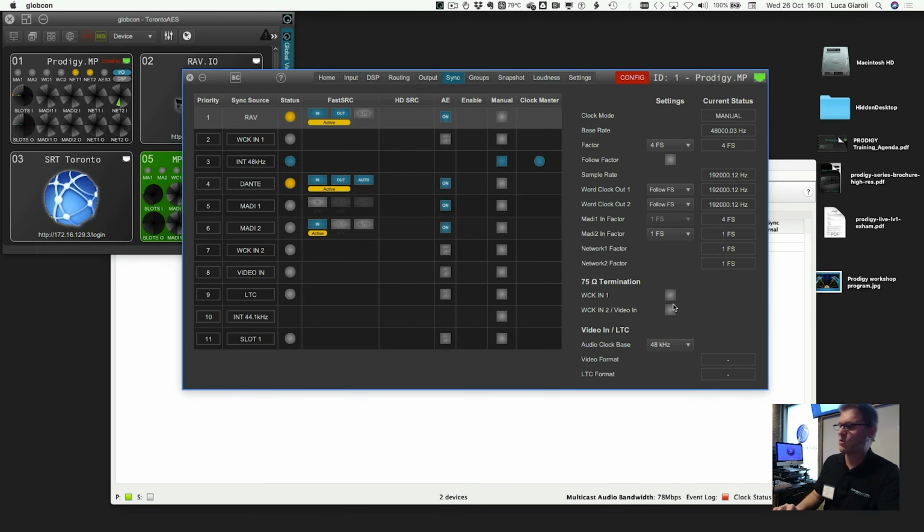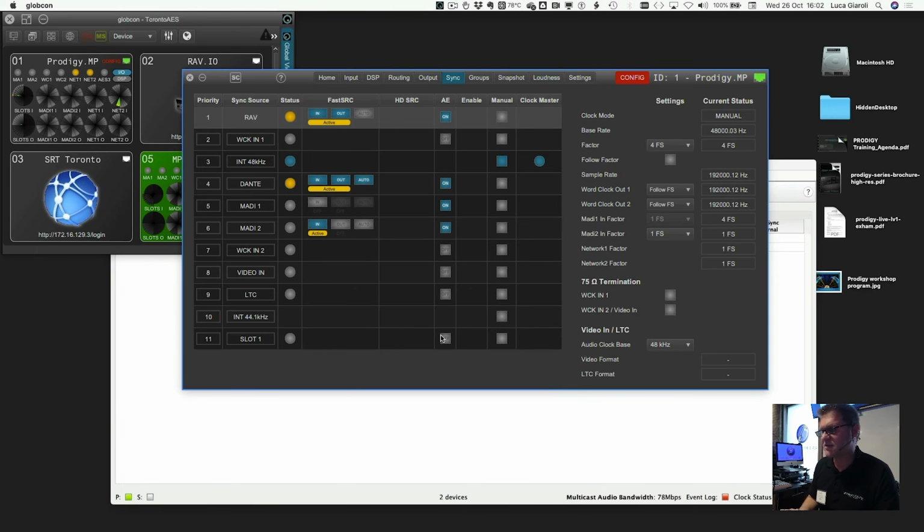Then the usual suspects, word clock termination, 75 ohm for the first and the second. The second word clock input can also be used as a video reference input. Tri-level, classical black burst, it's compatible with all the digital and analog video reference. And when you get a video reference, you still have to decide if you want a 48 kilohertz or a 44.1 kilohertz rate. The video reference is telling you how long a second is, but it's not deciding if the second is chopped in 48 or 44.1. So once you get the video reference, you have to decide if you want to extract from it a 48 kilohertz or a 44.1 base rate.